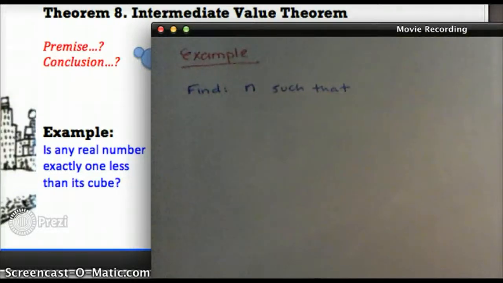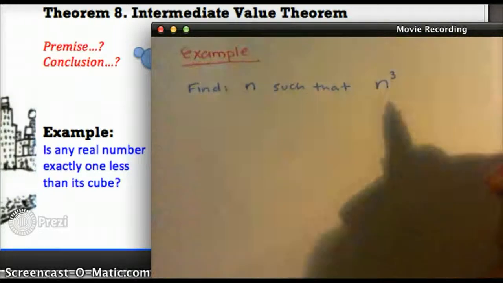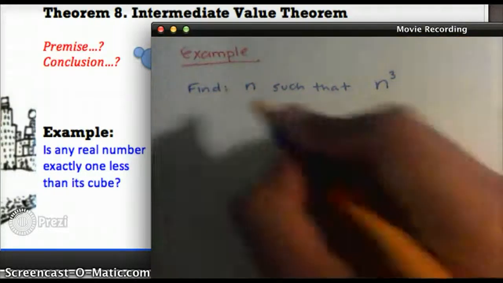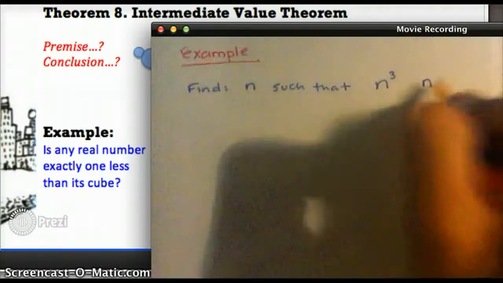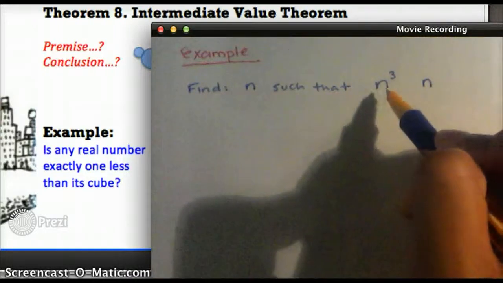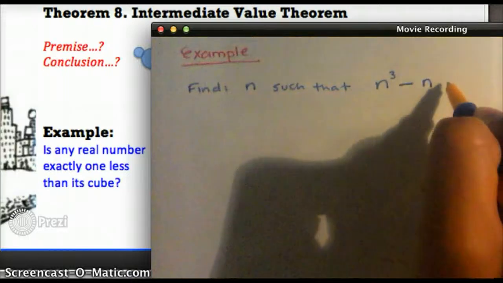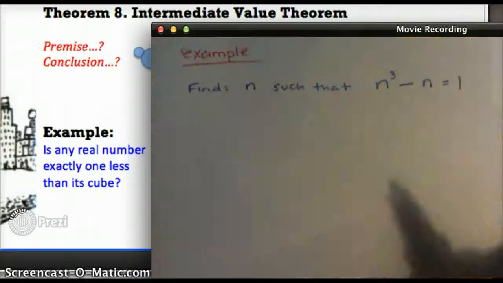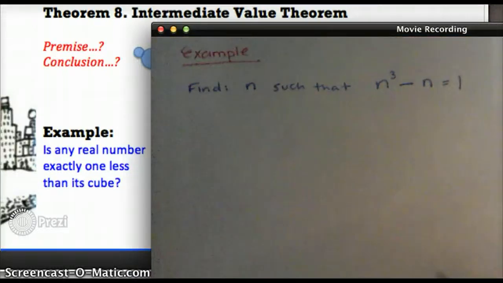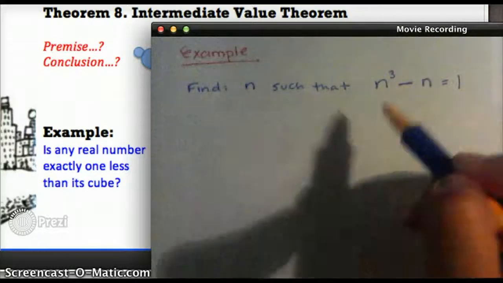Well, what does it mean for a number to be exactly 1 less than its cube? Well, I know that the cube of the number would be n cubed. And the actual number is n. So if n is exactly 1 less than n cubed, that means that if I subtract them, n cubed minus n, I should get an answer of exactly 1. Make sense? So looking at this, we want to know whether we can solve this equation.